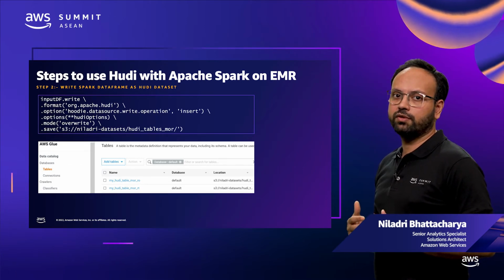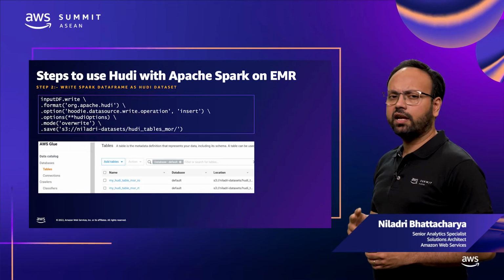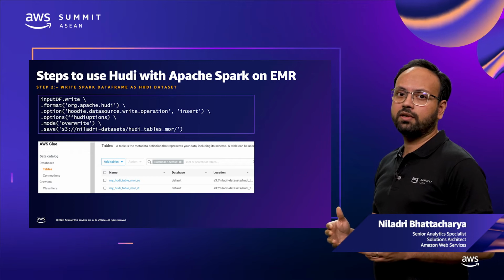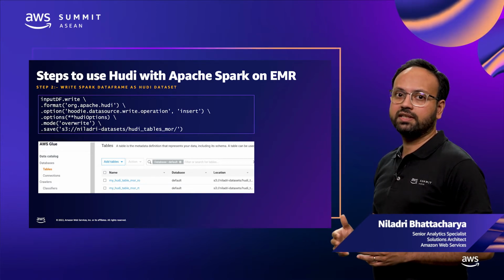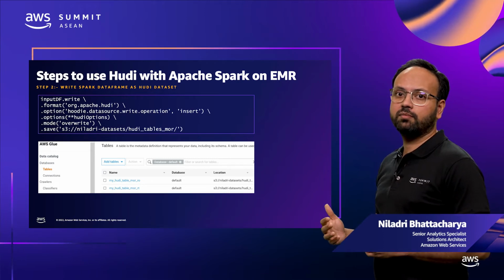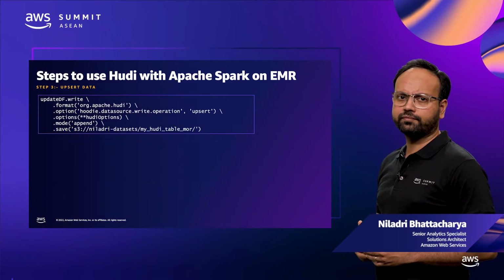see the tables registered. Notice for merge on read table types, there are 2 tables created. For example, my HUDI table merge on read RO. This is for read optimized view. Then you have my HUDI table merge on read RT for real-time view.